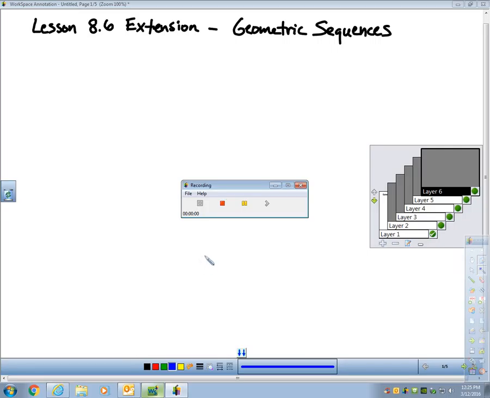Hi, and this is an extension to Lesson 8.6 entitled Geometric Sequences. You should have your book open to page 539.